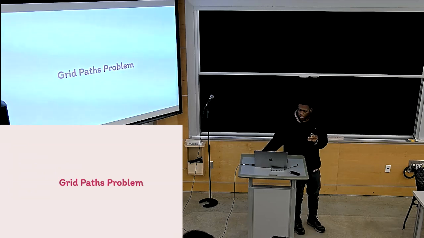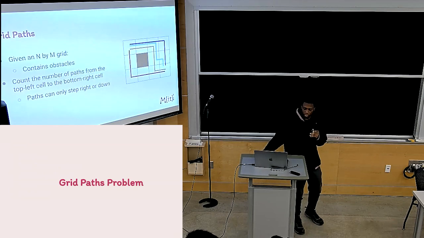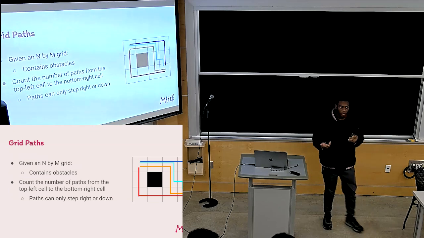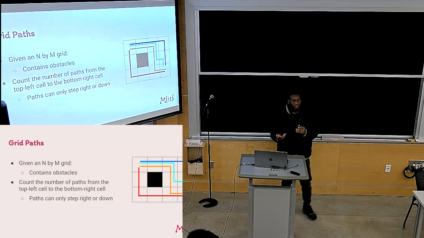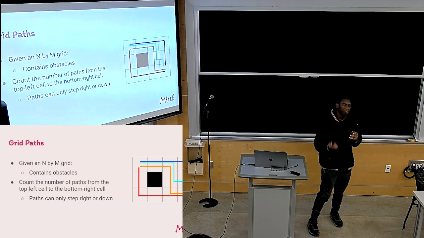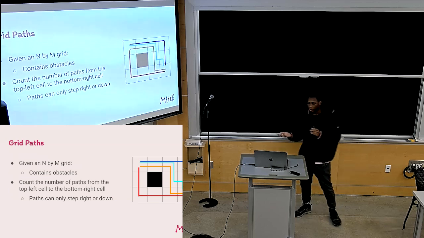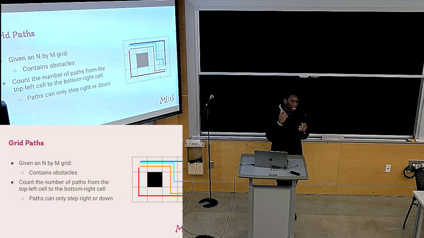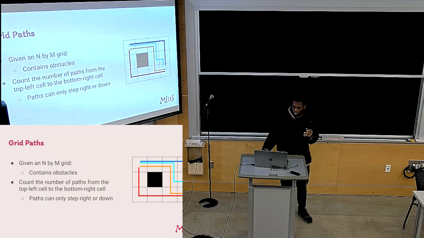So the first problem you'll be introduced to is the grid paths problem. The basics of the problem: you have an n by m grid, and in this grid, you have obstacles. And you're tasked with counting the number of paths that reach from the top left cell to the bottom right. One important thing to note is that paths can only step either right or down.